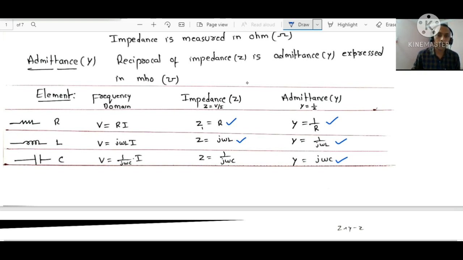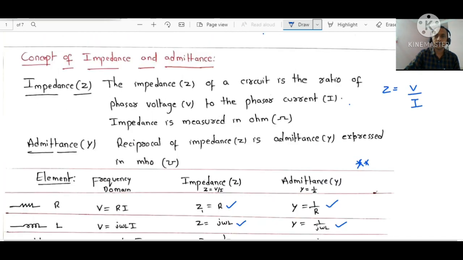But in a given electrical circuit, there will be a combination of different elements. Sometimes RL elements, RC elements, or RLC elements, and they can be in series or parallel. Different combinations are possible, right? At that time, this table will be very helpful to find the impedance. If you are asked the definition, it is the ratio of phasor voltage to phasor current, right?